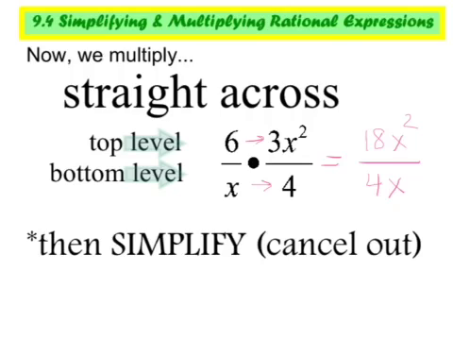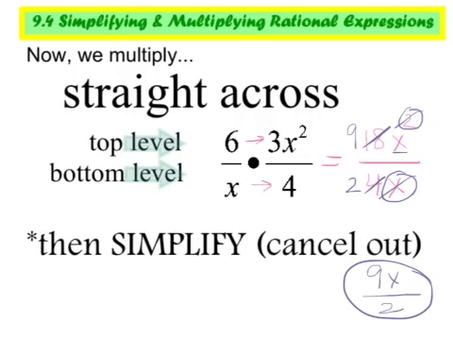Then what we want to do is simplify anything that needs to be simplified. Both of these terms I can divide by 2, and I'll get 9 over 2. And then here I have an x squared. Well, this x squared is going to cancel with this x on the bottom. And I'm actually going to be left with just one x in the numerator. And my final result will be 9x over 2. So again, we just multiply straight across and then simplify.